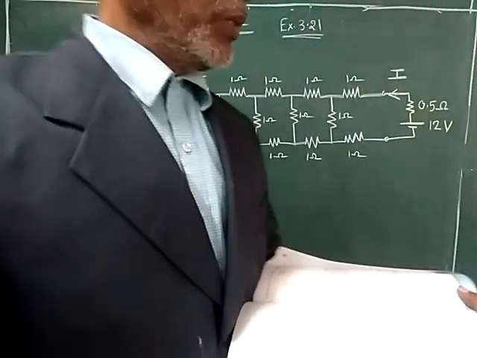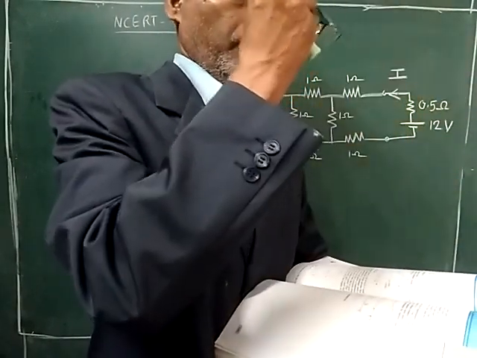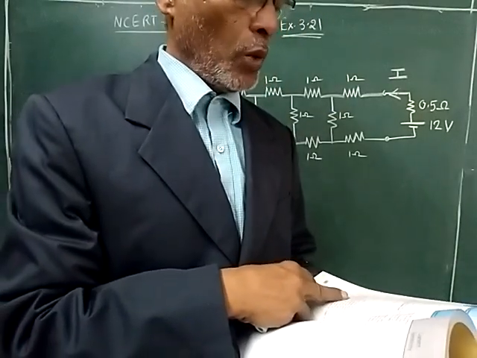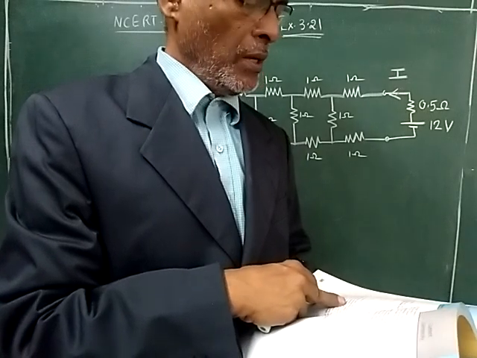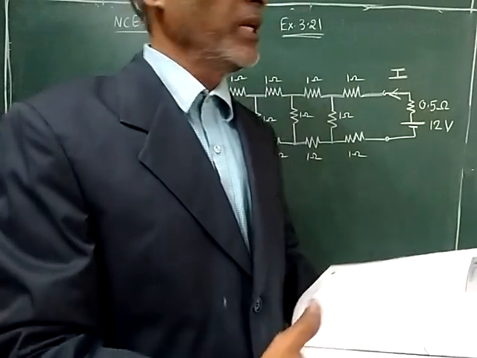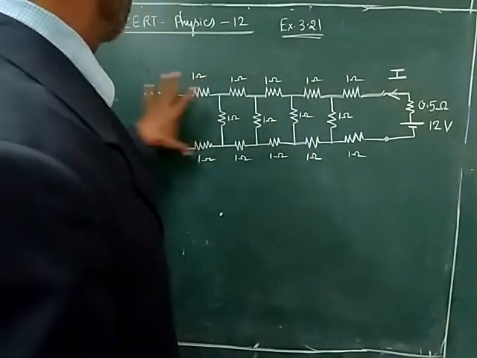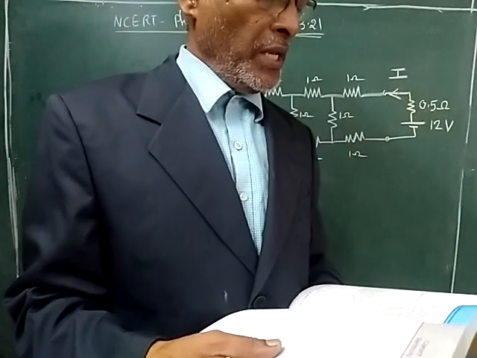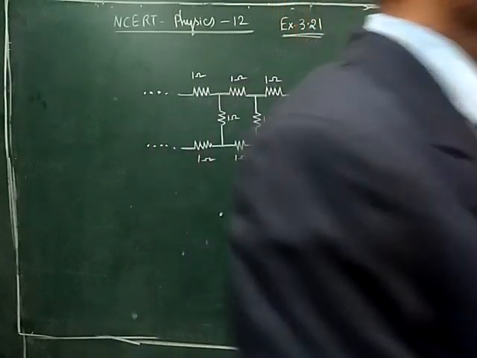Let me read out the question. Determine the current drawn from a 12 volt supply with the internal resistance of 0.5 ohms by the infinite network. This is the keyword: the network is infinite. Infinite means this section, which is symmetrical, keeps on going up to infinity. Each resistor has 1 ohm resistance. This is the question.